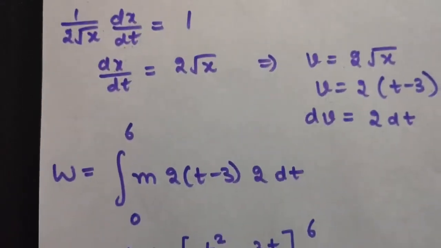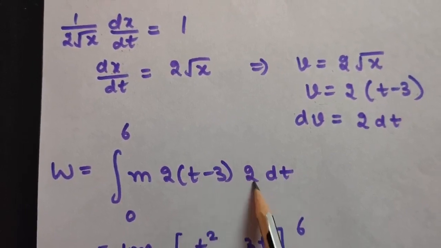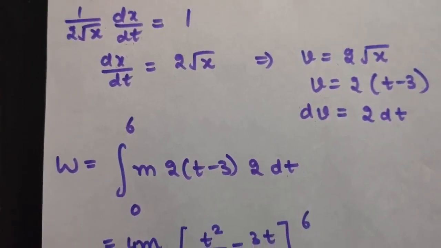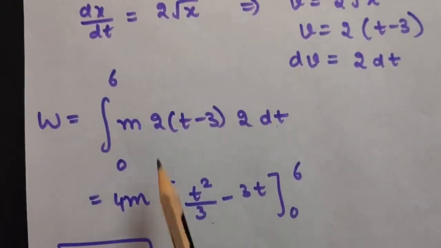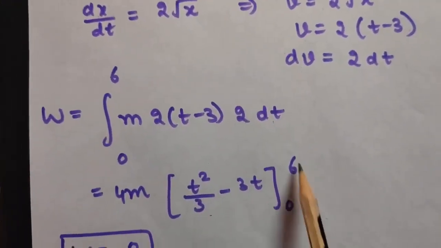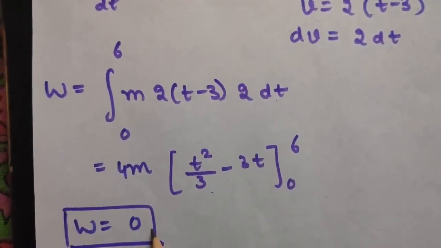Okay, so now work done will be equal to mv, that is 2 into t minus 3, into dv, that is 2 dt, and our time limits is given from 0 to 6 seconds. So just solve it by taking m outside. This will come to be 0. When you put the upper limit, this will also come to be 0. So that means work done is 0.